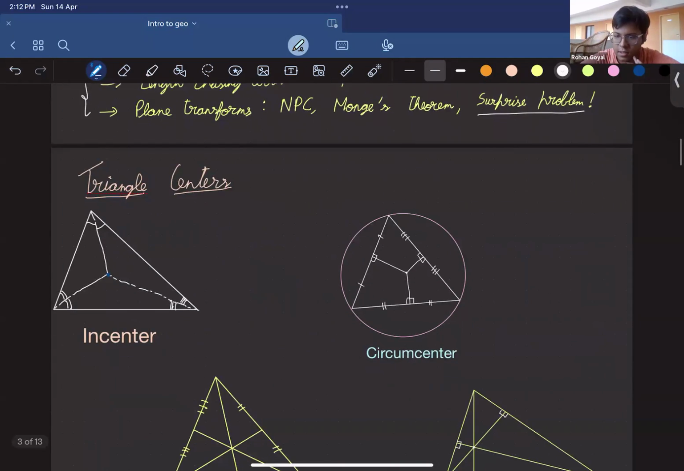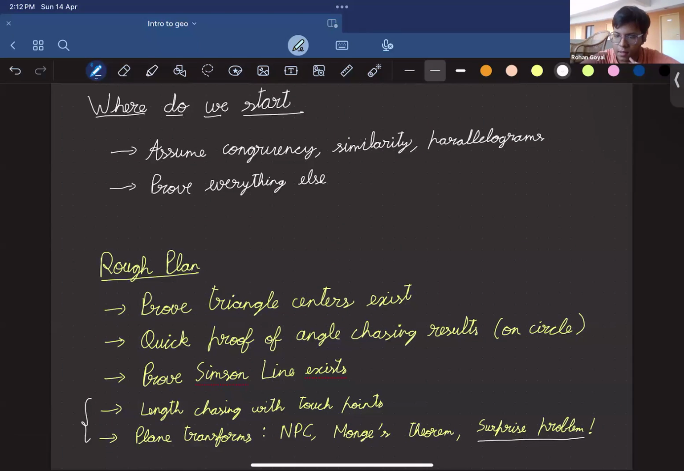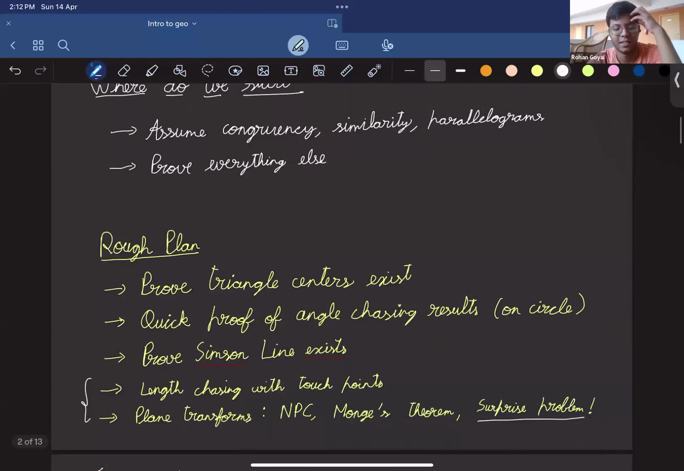Okay. Is this good? Any questions? You can also just unmute yourself and say no, even that works. No question, at least from me. No questions. Okay, awesome. All right.